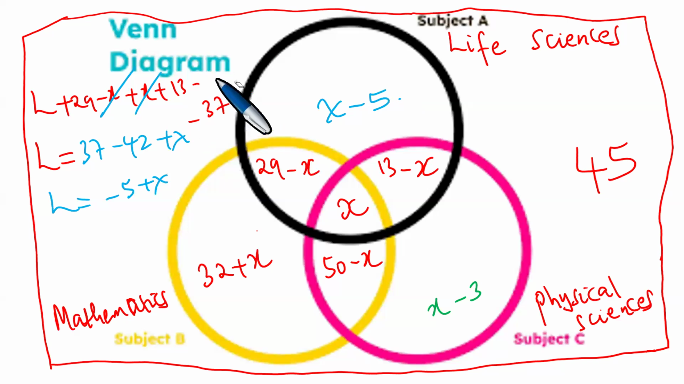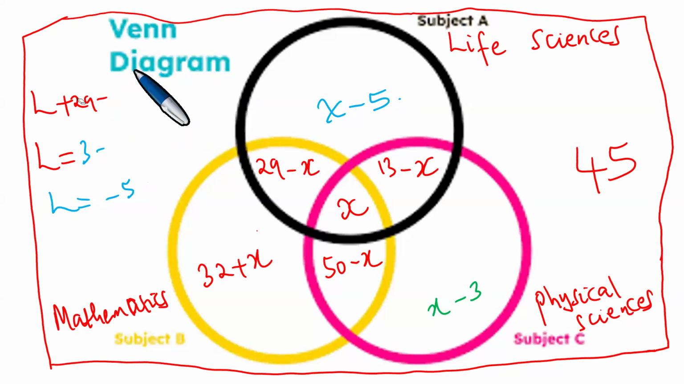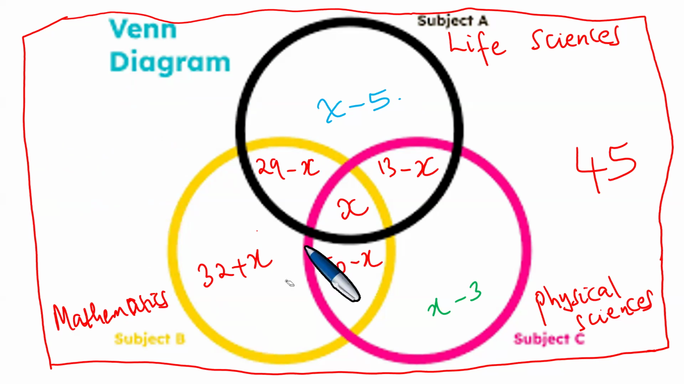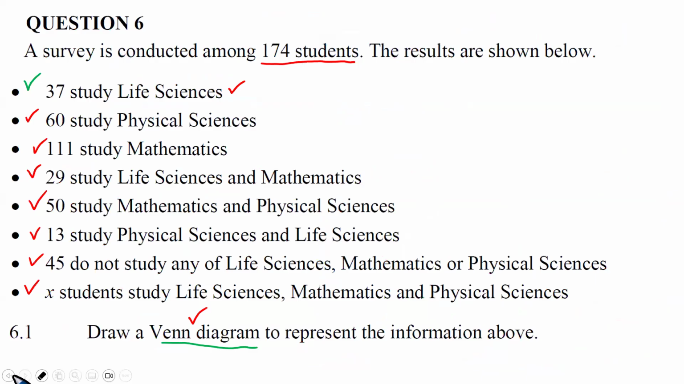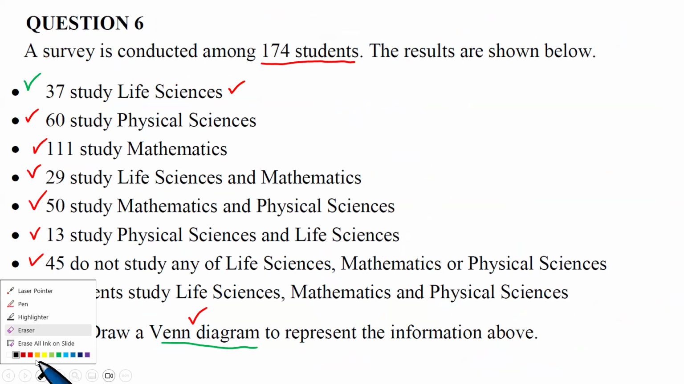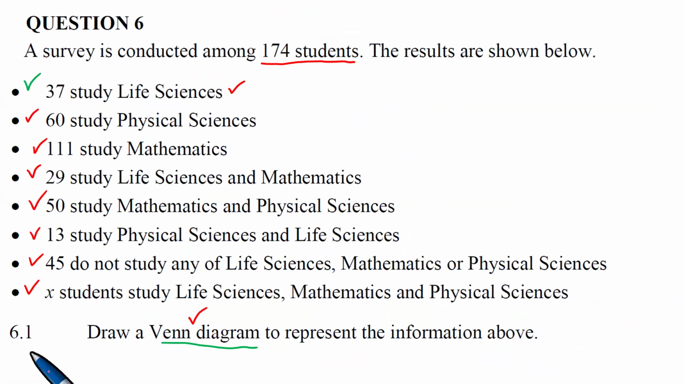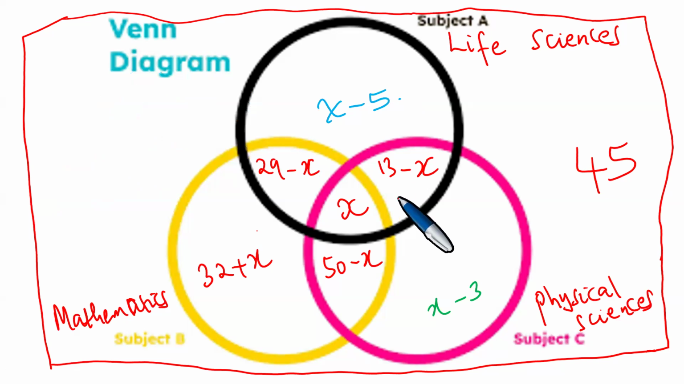All right, so we're good. We sorted there. So we have exactly this. The question was to draw the Venn diagram, and we have drawn the Venn diagram. And what is the Venn diagram? This is exactly the Venn diagram.